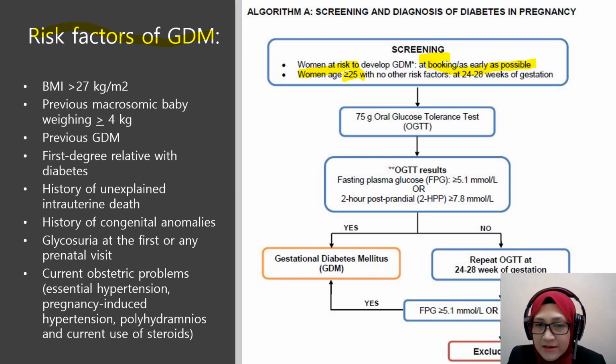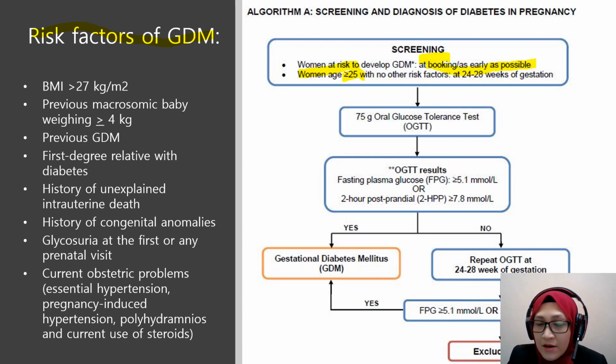Okay, and the OGTT result for the fasting needs to be less than 5.1. If it's 5.1 and above, or the 2-hour postprandial glucose is more than 7.8, she can be diagnosed as having GDM already.